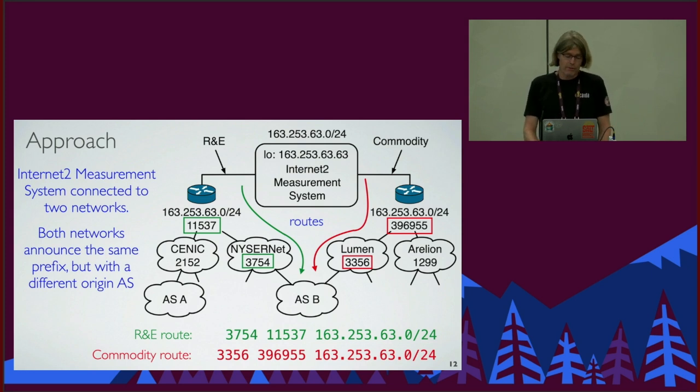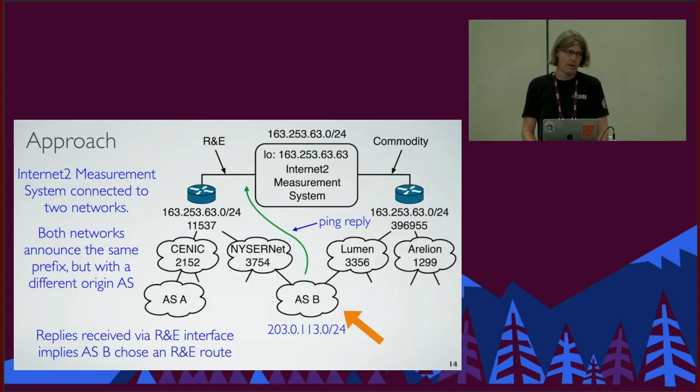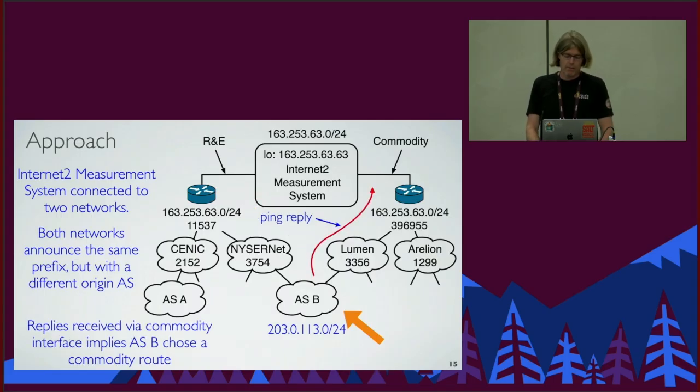And so now we see the paths to B, showing the path that the routes take. And if we want to know which path B takes back, then we can send it a ping packet and then look at the interface that the response comes back in. So after we send a ping probe, if we get a response via R&E, then B chose the R&E route, otherwise it chose the commodity route.